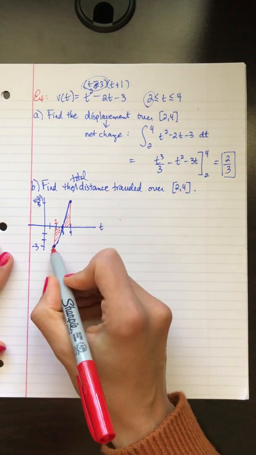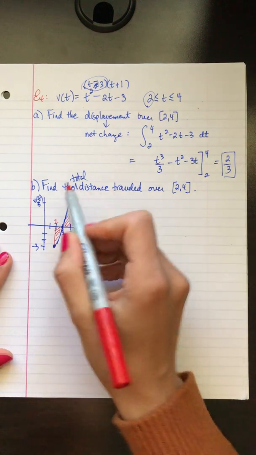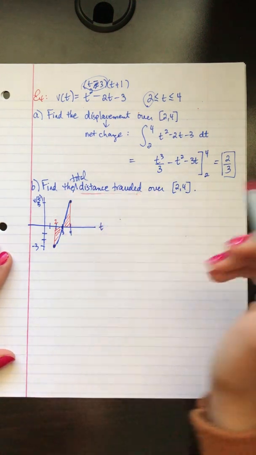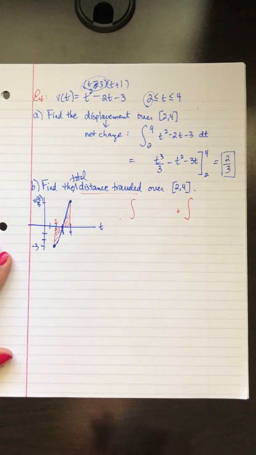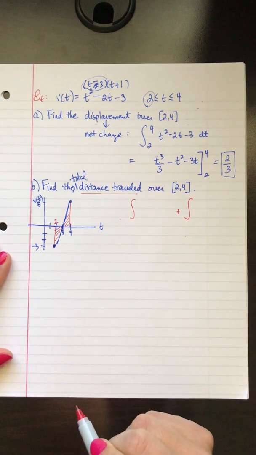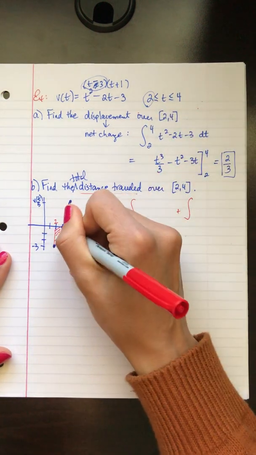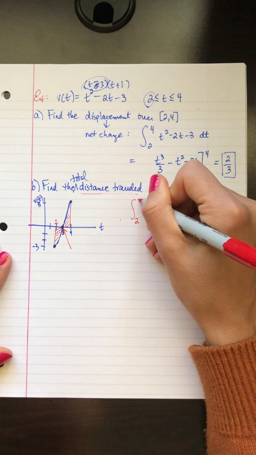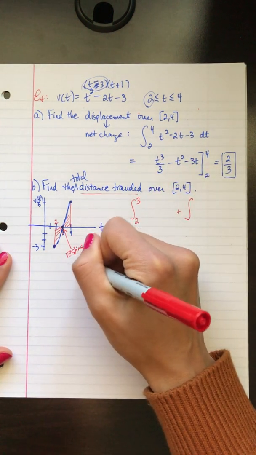Distance traveled, we're going to have to take the piece that's underneath the x-axis and we're going to have to absolute value it, which means when you find total distance traveled, you are going to have two integrals. And how do you split the integral? Well, one of them is going to start at 2, but it's going to end at 3. You know what that is? That's called a resting point.